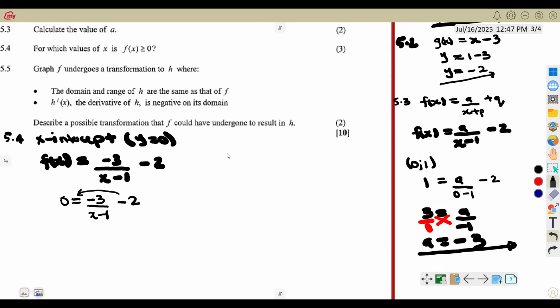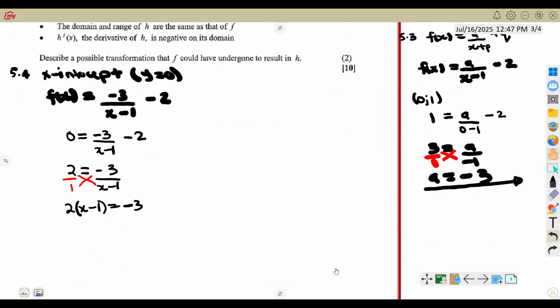Transpose this one to that side. When we transpose that, it becomes positive. We end up having 2 being equal to -3 over x minus 1. But this 2 is as good as 2 over 1. So from there, we have to cross multiply. When we cross multiply, we are going to be left with 2 multiplying x minus 1 being equated to -3, when we multiply the 1 and the -3.